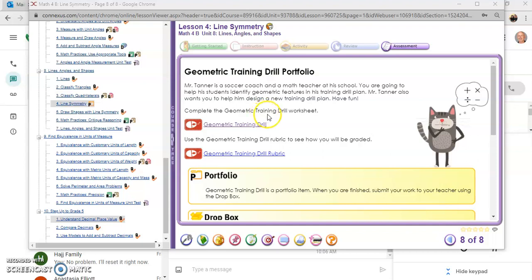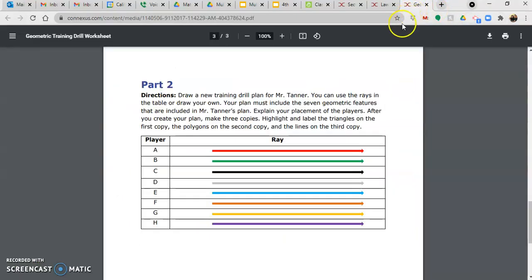So today, where are we? I'm recording this on, my goodness, what's today? May 18th. And I know in a few days, many of you are going to reach this portfolio assignment in the lines, angles, and shapes unit. So we get to unit 8, lesson 4. And you go all the way to step number 8, you're going to see this right here. So I clicked on this and it's opened up for me right about here. And it looks like this.